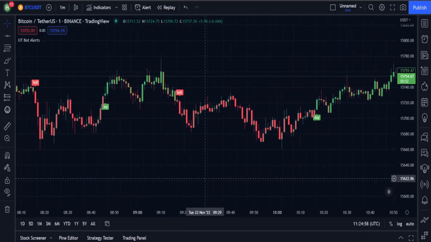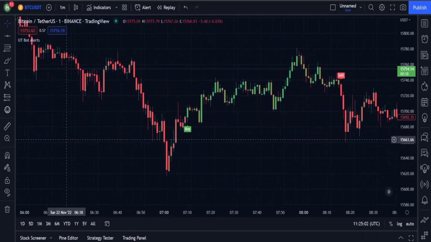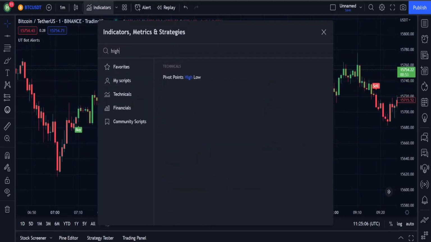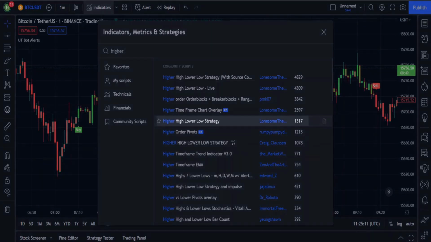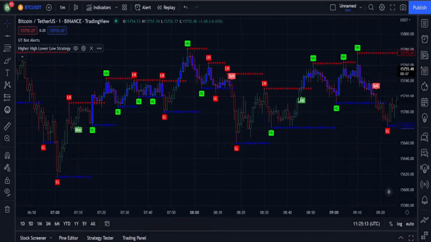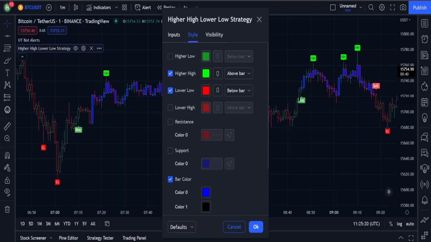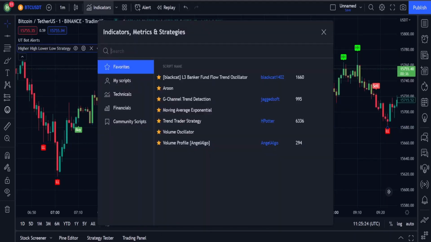Based on the signals given by this indicator, we're going to be placing buy and sell orders for the second indicator. For our second indicator, we'll search for a higher high, lower low strategy. We'll add it to our chart. Let's also change its parameters. We'll access the settings for this indicator, and in the style section, we will uncheck everything except for higher high and lower low. After this, we will search for our third and final indicator.